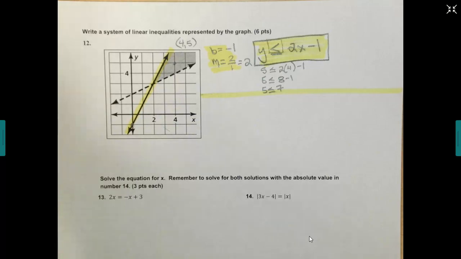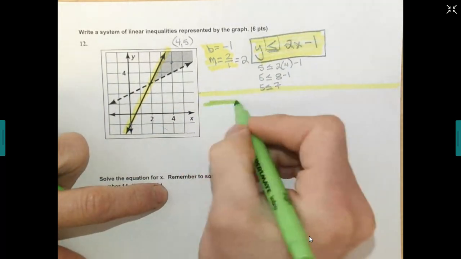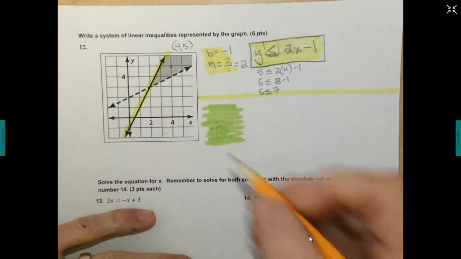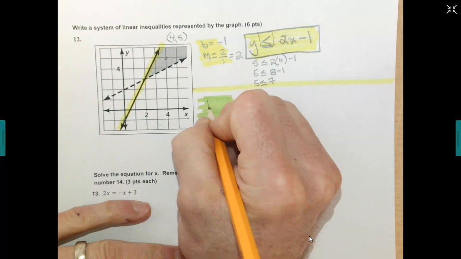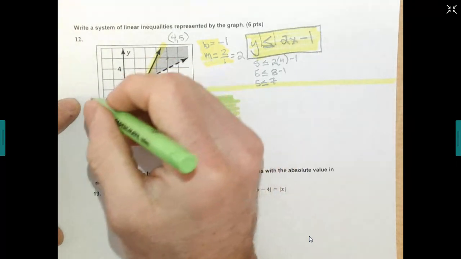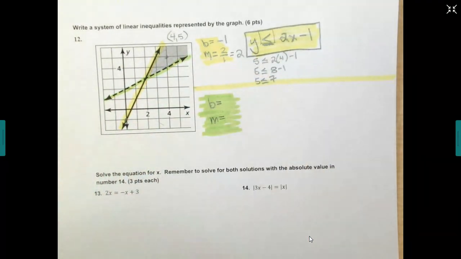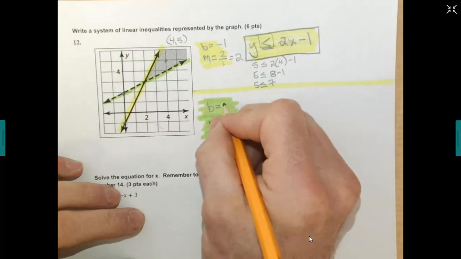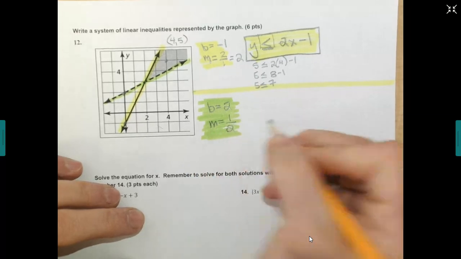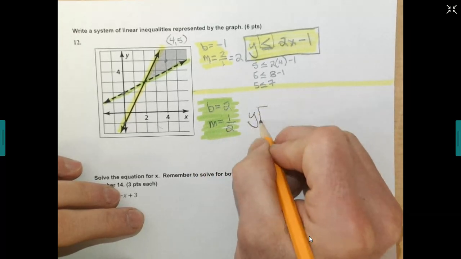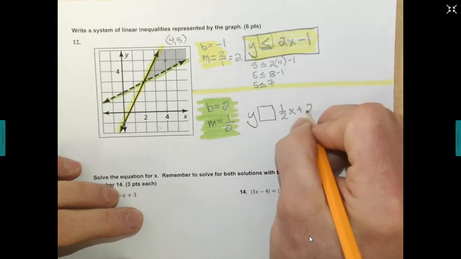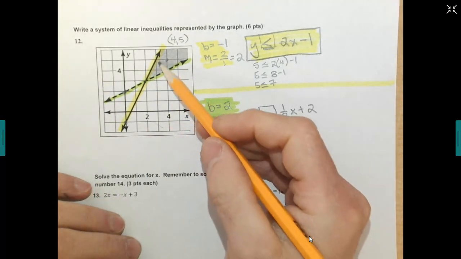Okay, and now we'll do blue. I'm sorry, green. If you're colorblind, this is blue. And that'll be for our dotted line. So our y-intercept is 2. And our slope is up 1 over 2. Up 1 over 2. So our equation is y something 1/2 x plus 2. And it is here.